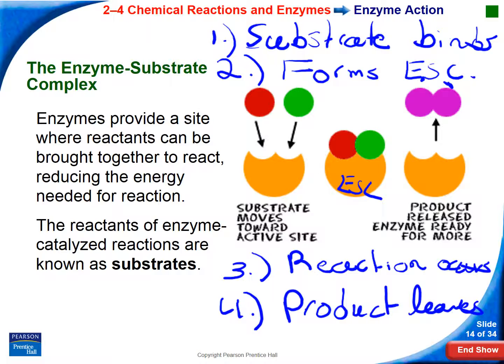All right, so now we got to talk about that middle process. The middle process is when our substrate and our enzyme are all bound together in what's called an enzyme substrate complex. So step one, our substrates float in and they bind to our active site.